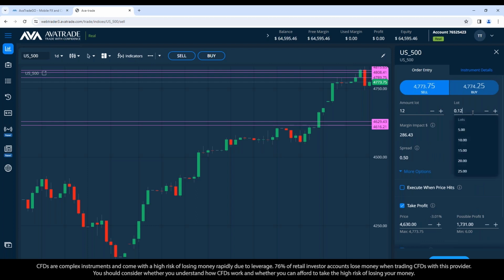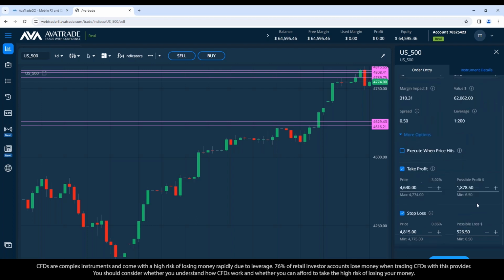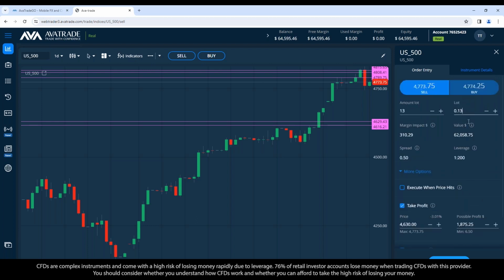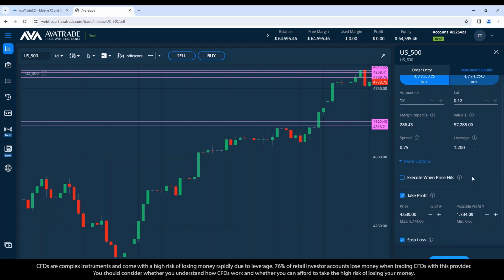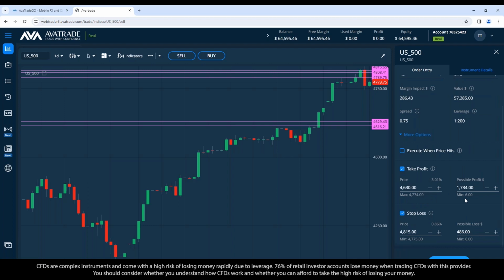If my target risk per trade was 500, 0.13. Okay, 526 to make 1878. So I could be a little above 500 or a little below 500 on my risk side, depending which trade size I want to take. So I'll go a little below to try and make 1700.